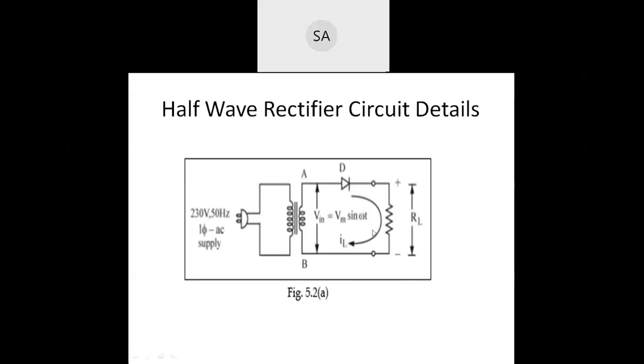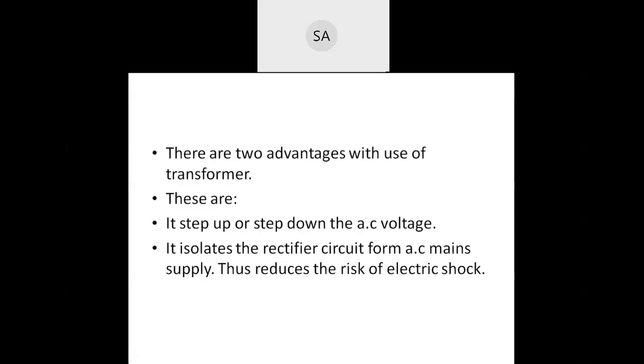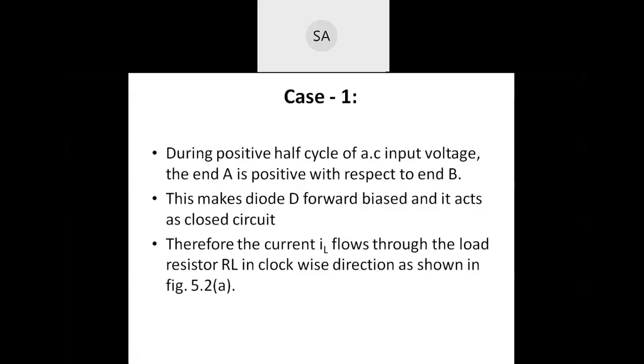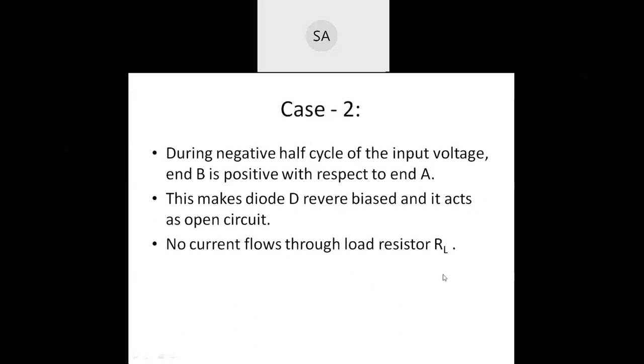Here we are representing the input voltage V in as Vm sin omega t. That is why we are taking the AC voltage, representing the sinusoidal AC signal Vm sin omega t. This Vm indicates the magnitude of that sinusoidal signal and this omega indicates the frequency of that sinusoidal signal. So therefore the current IL flows through the load resistor RL in clockwise direction as shown in figure A. Next, case 2.